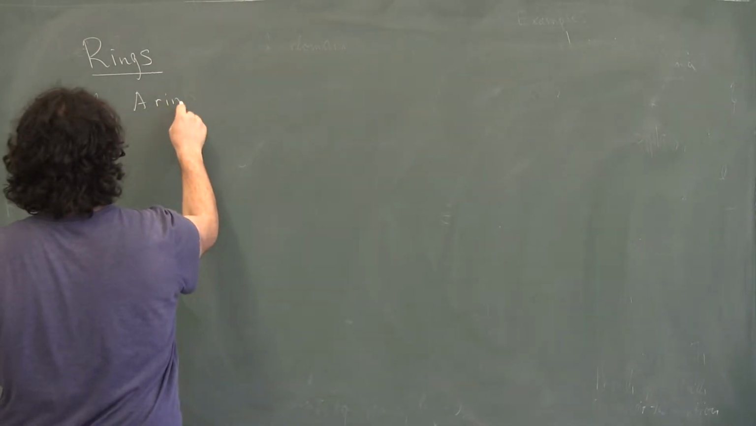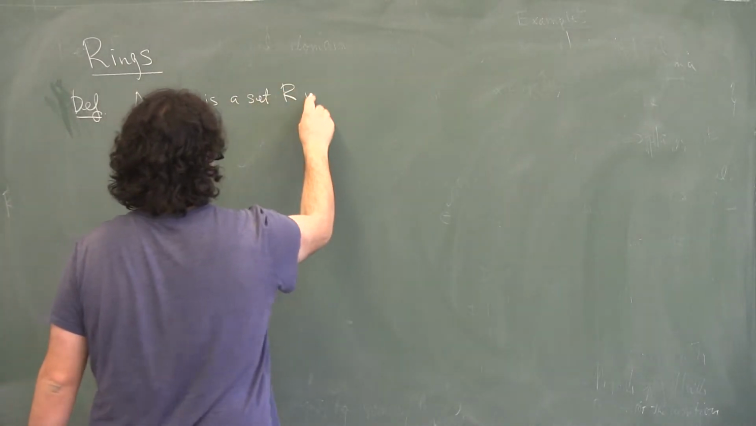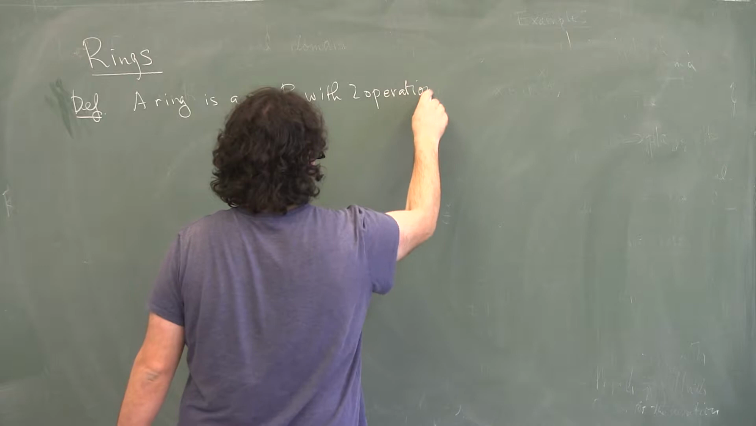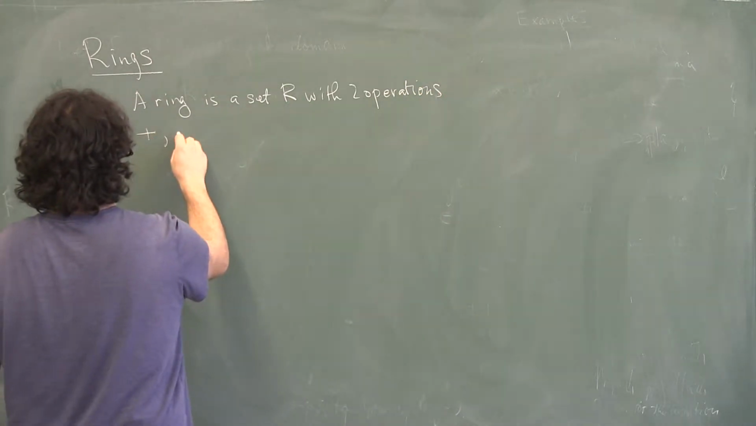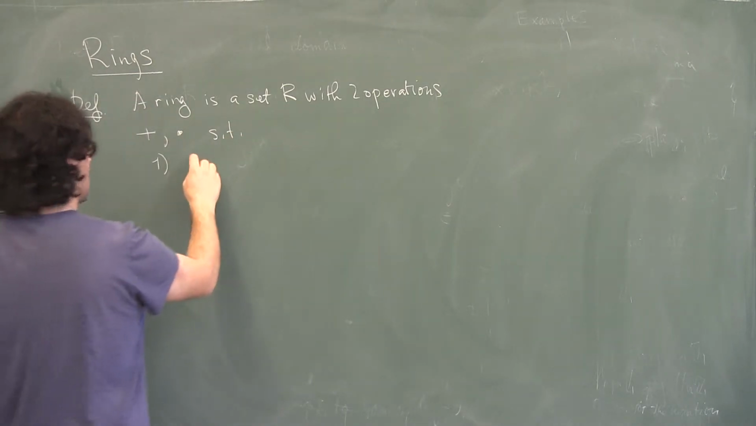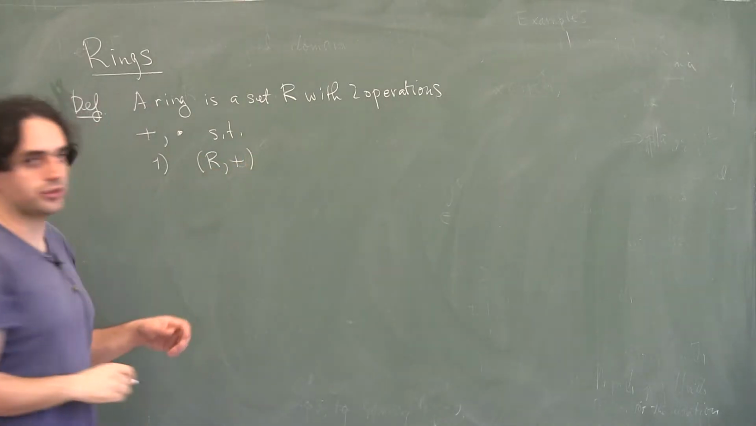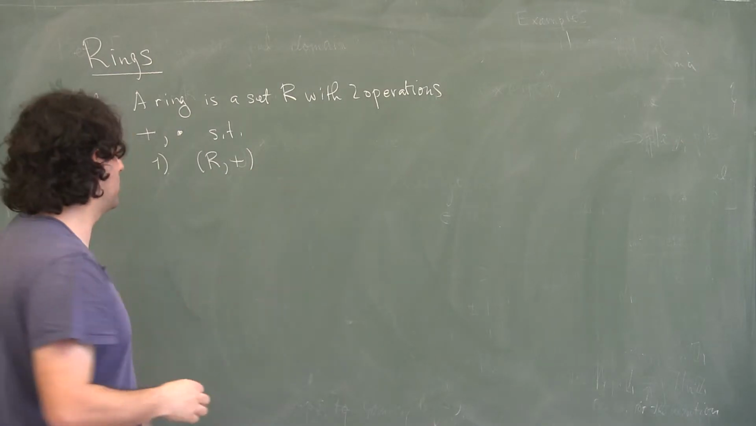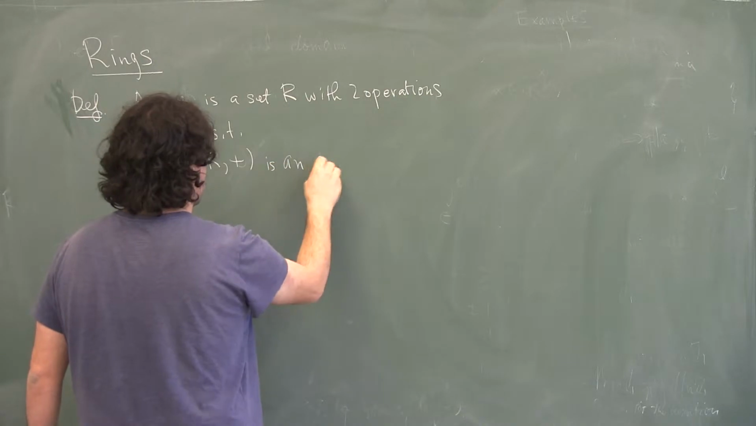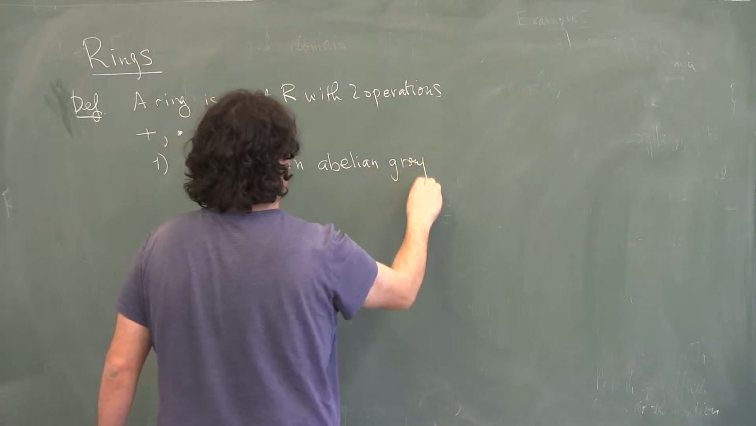So a ring is a set R with two operations, plus and times, such that, first of all, this set R with the operation plus should be a group. It should be an abelian group.